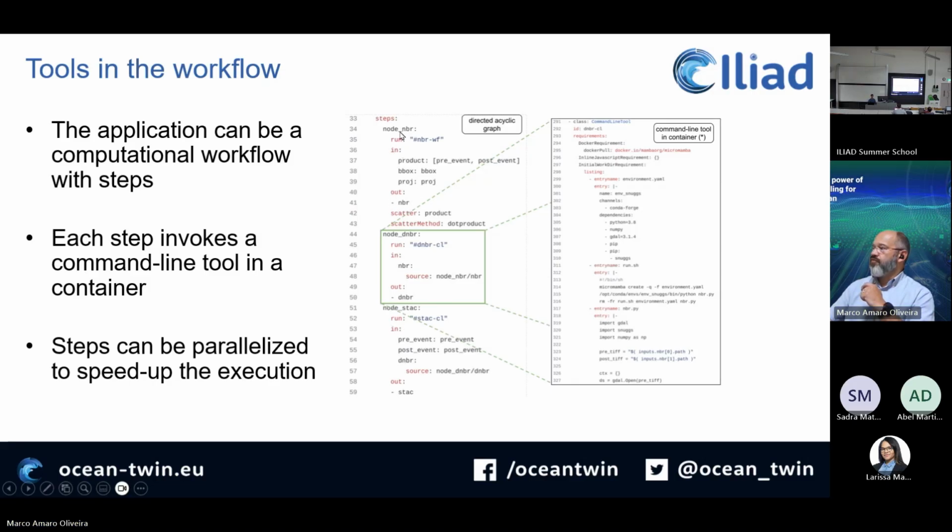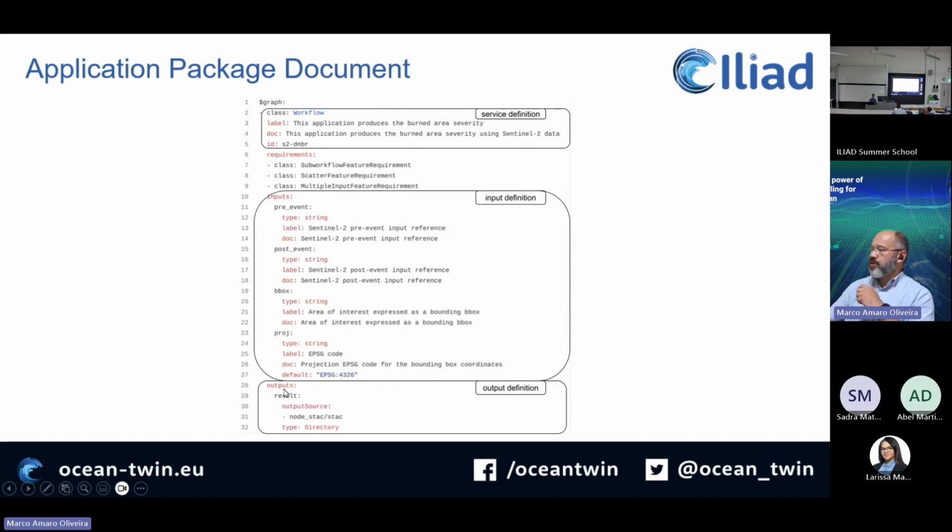NBR. So for each of the steps, I'm defining which are the inputs, where they come from, what's the previous step, and what will be the output. These outputs will then be used as inputs in the following steps. In the end, my workflow will generate an output, and this output will come out of one of these steps or from several of these steps.